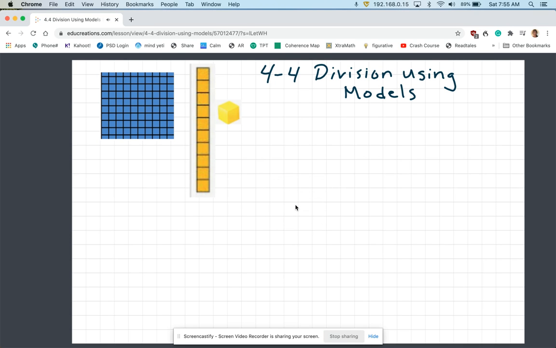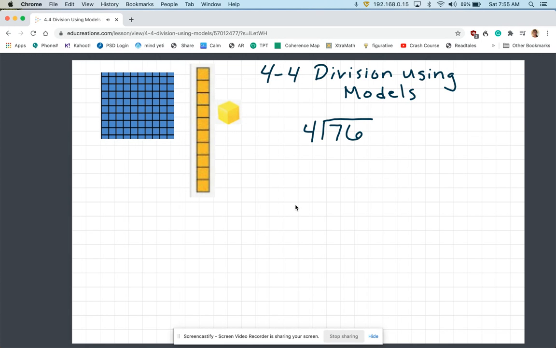Hello, mathematicians. Today we are going to get to do division using models. It's a fun way to visualize what you're doing. I want you to really try to understand the thinking behind division for this lesson.